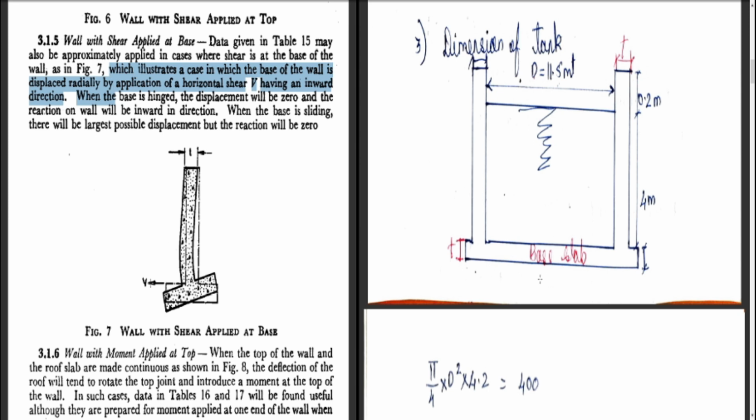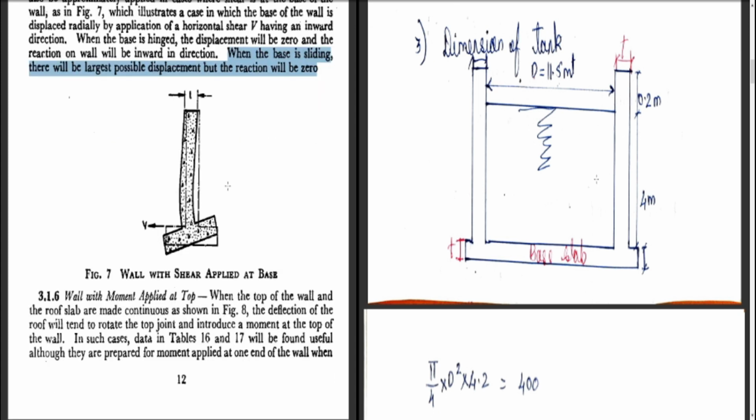You can see the application here in the inward direction. When the base is hinged, the displacement will be 0, and the reaction on the walls will be inward in direction. When the base is sliding, there will be the largest possible displacement, but the reaction will be 0. So this is how the condition is given.